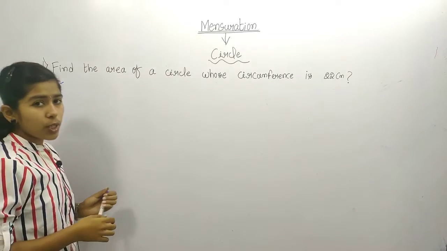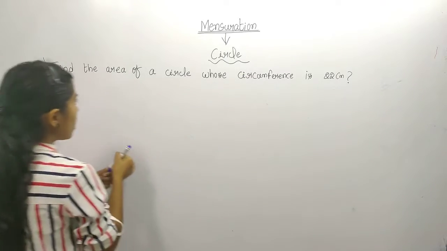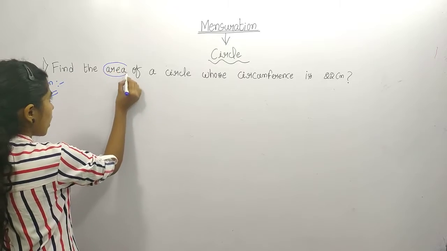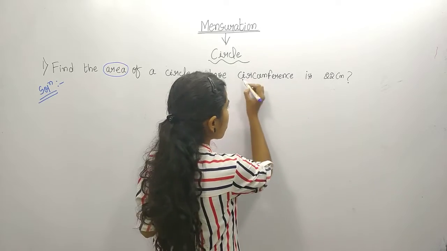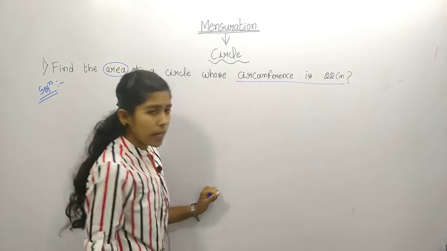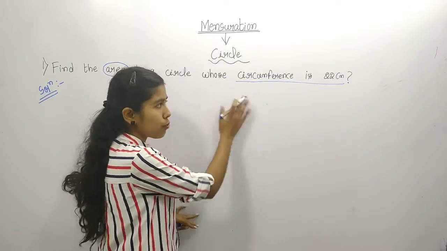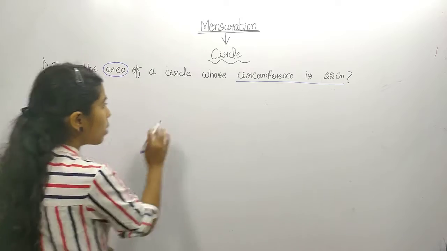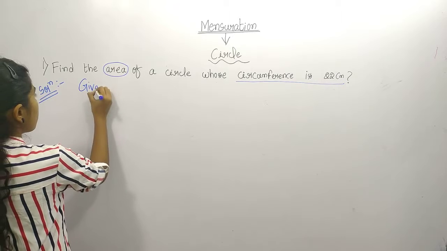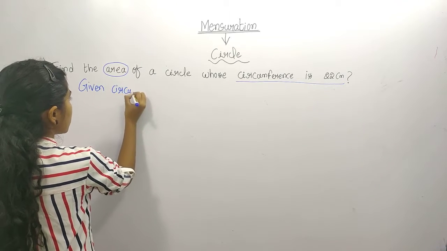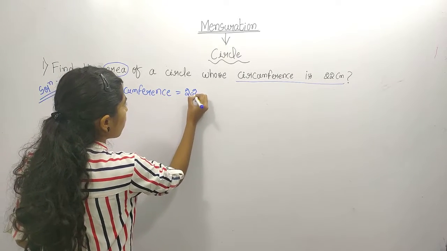So see, today's first question is: find the area of a circle. What we have to find is the area of this circle. What is given? Its circumference is 22 cm. So first you have to see what is given in the question. The circumference of the circle is 22 cm. So first write given: circumference equals 22 cm.